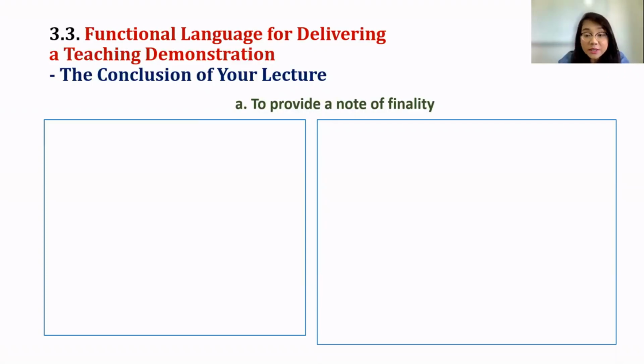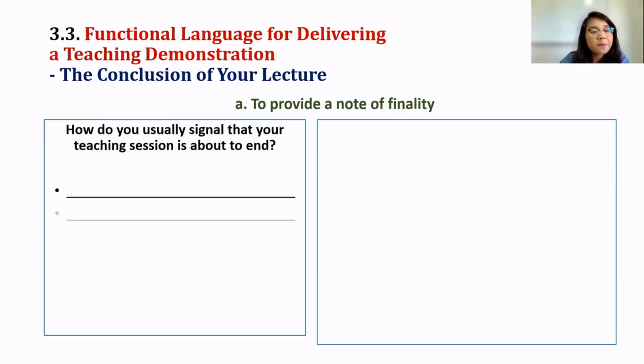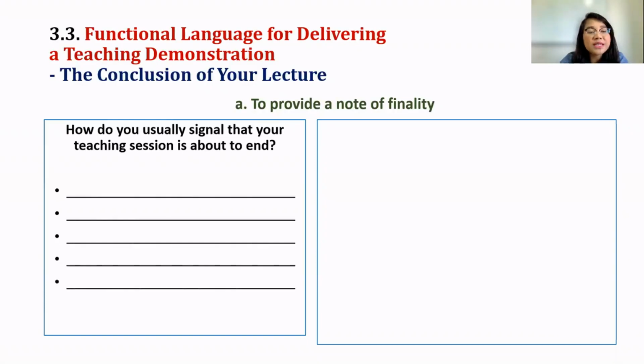I will start by asking you a question. How do you usually signal that your teaching session is about to end? How do you provide the signal? What do you say? What will be the clue that you give to your students? Because we cannot suddenly just end the class without preparing our students, right? Or just suddenly stop the teaching like that. It won't be appropriate as well. So how do you usually signal that your teaching session is about to end?